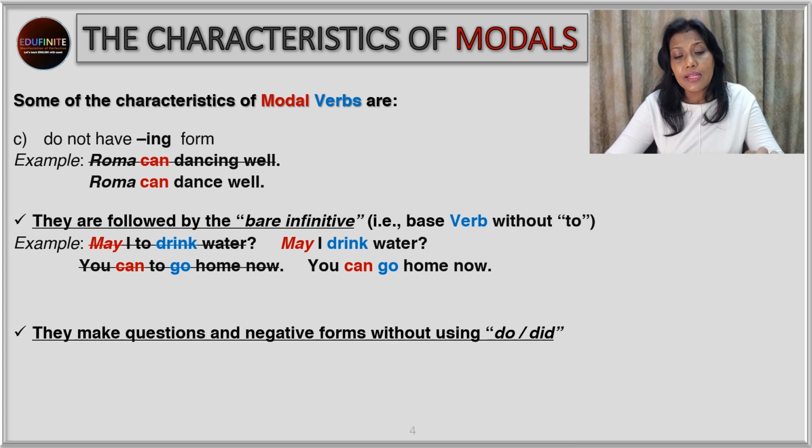They make questions in negative form without adding do or did. So just as with auxiliary verbs, if we say "she is playing" and turn that into an interrogative sentence, we'll say "is she playing?" So the auxiliary comes first. Since modals are also a form of auxiliary verb, here also we'll follow the same procedure.